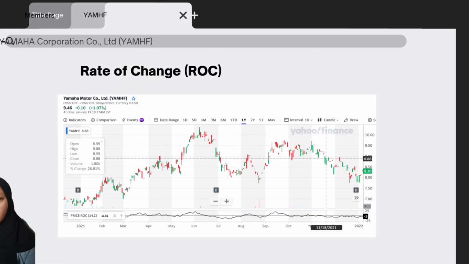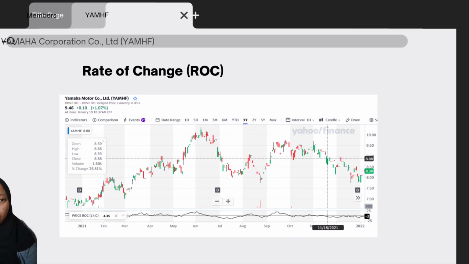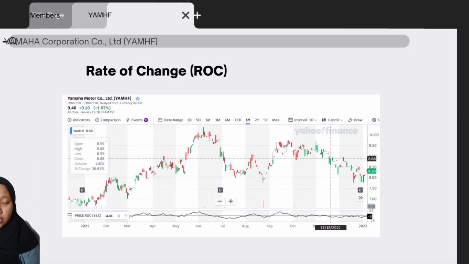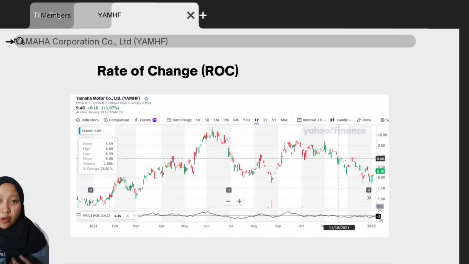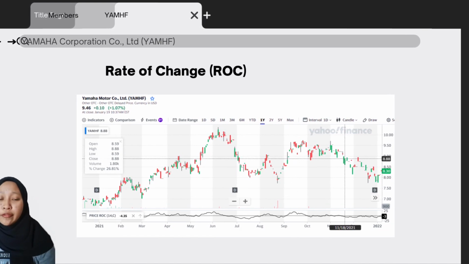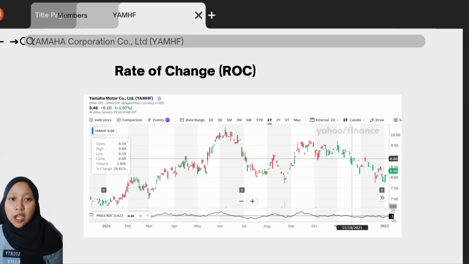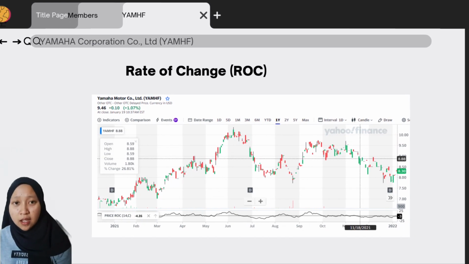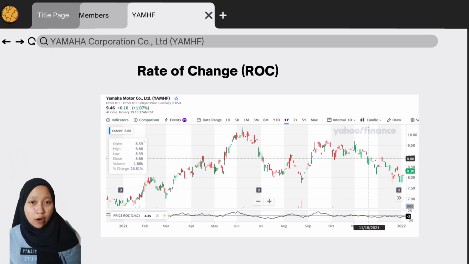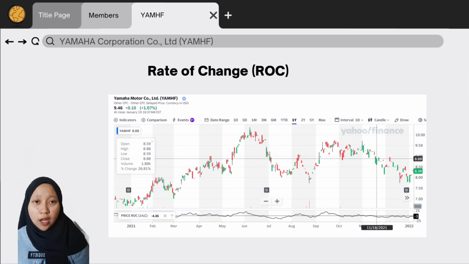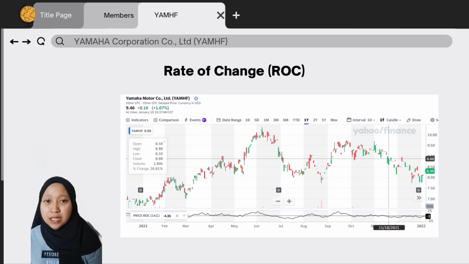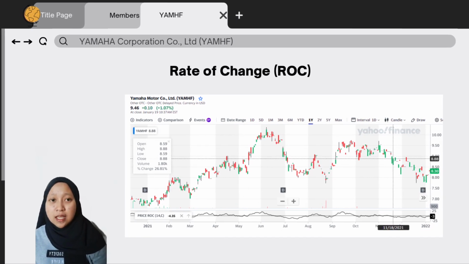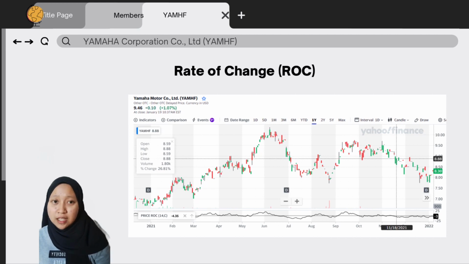Based on the chart shown above of the performance of Yamaha Motor Corporation, the stock chart shows the rate of change indicator. I'm going to explain a little bit of the performance of Yamaha. At first, as we can see on the chart, the ROC indicator is below the zero line, which suggests that the price has been decreasing over the last 14 days relative to the previous 14-day period.